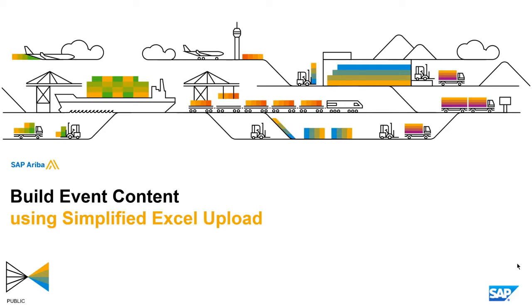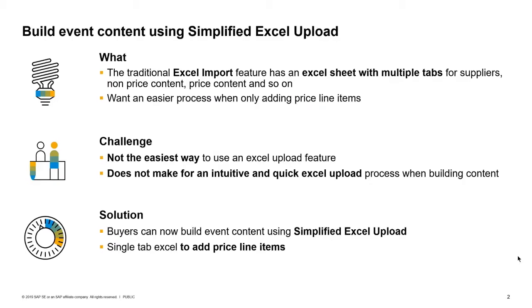Today we're going to look at building event content using simplified Excel uploads. We have had a traditional Excel import feature which lets us use Excel to build event content. But the traditional Excel import feature has an Excel sheet with multiple tabs where you can add suppliers, pricing content, non-pricing content, supplier participation, initial pricing, and so on.